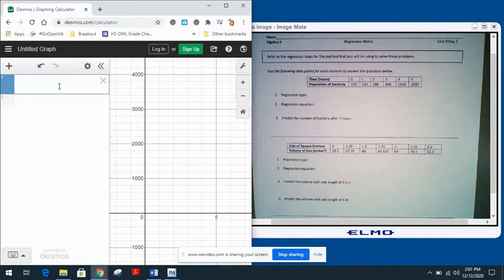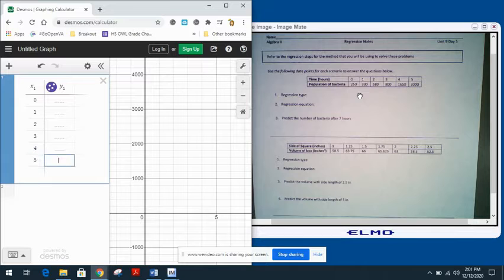So we're going to just come over to Desmos. We're going to press the little plus key. We're going to go to table. And then we're going to type in our numbers. So I have 0, 1, 2, 3, 4, 5.